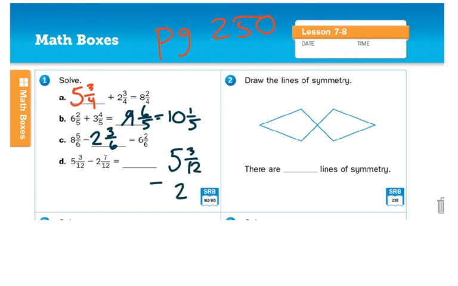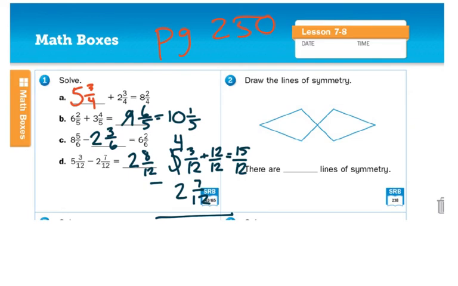Now, if you set up D, 5 3/12, and you set it up vertically, you'll notice that you cannot subtract 7/12 from 3/12. So borrow 1 whole from the 5 and make it equal to 4. Then let's change that to a fraction that's equal to 1 whole. When the top number and the bottom number are the same, it equals 1 whole. Add those together. And now you can subtract. 15 minus 7 is 8. 12 remains the same. 4 minus 2 is 2.